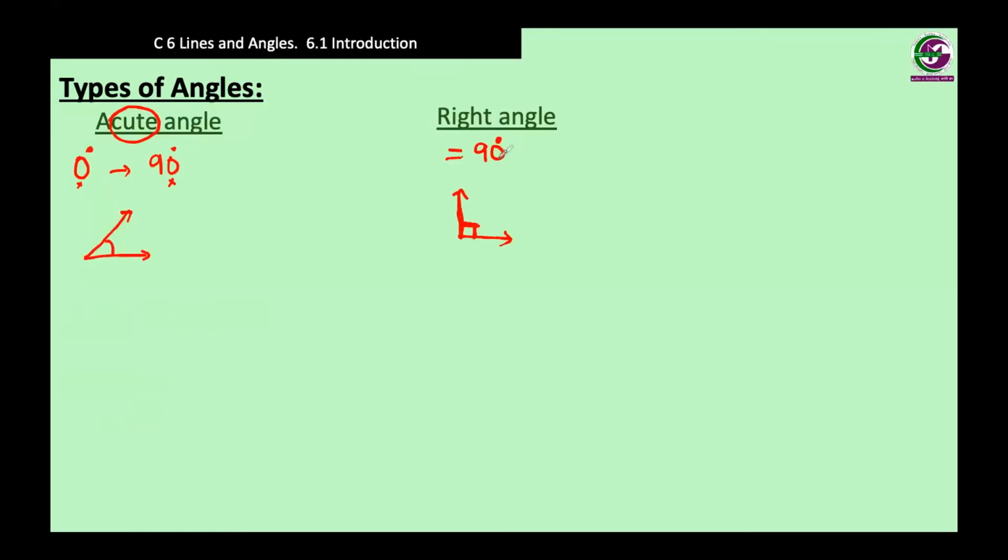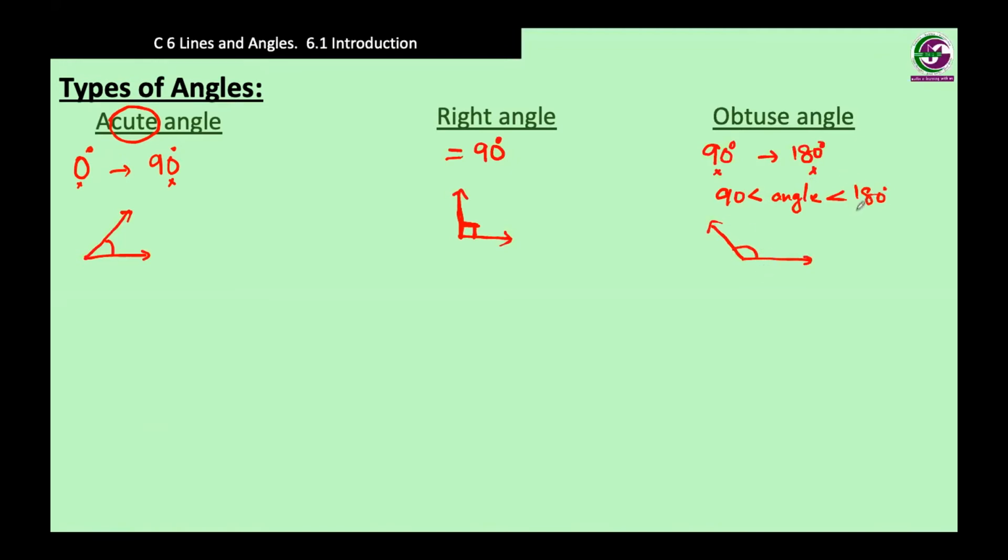And so the next number is from 91. The angle which measures from 90 degrees to 180 degrees is called an obtuse angle. Remember, the number 90 is not taken and the number 180 is also not taken. From 90 until the number 180 degrees. And how does it look? It will be a little bit open. So this is an obtuse angle.